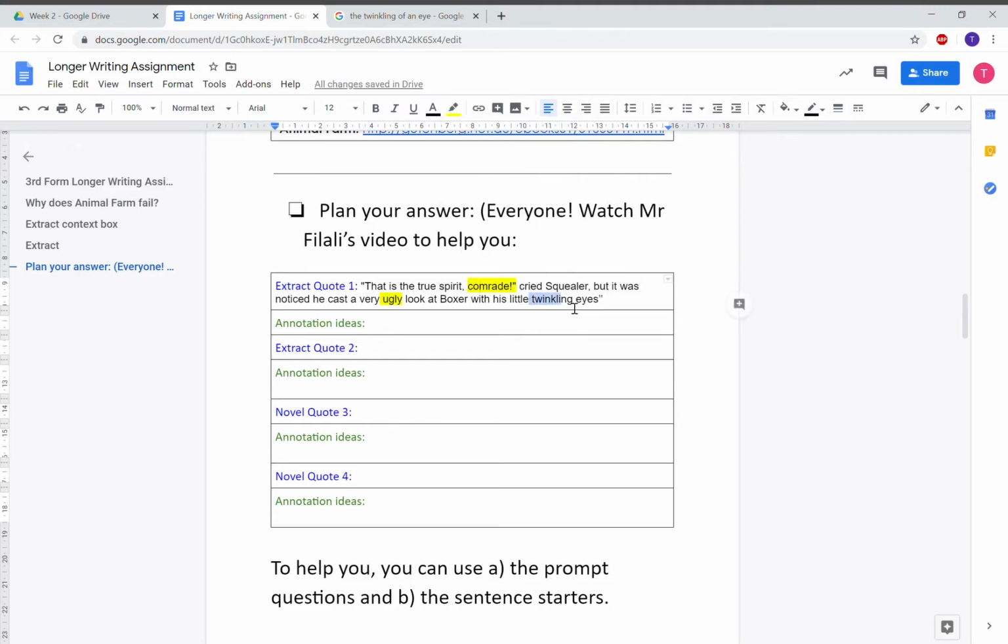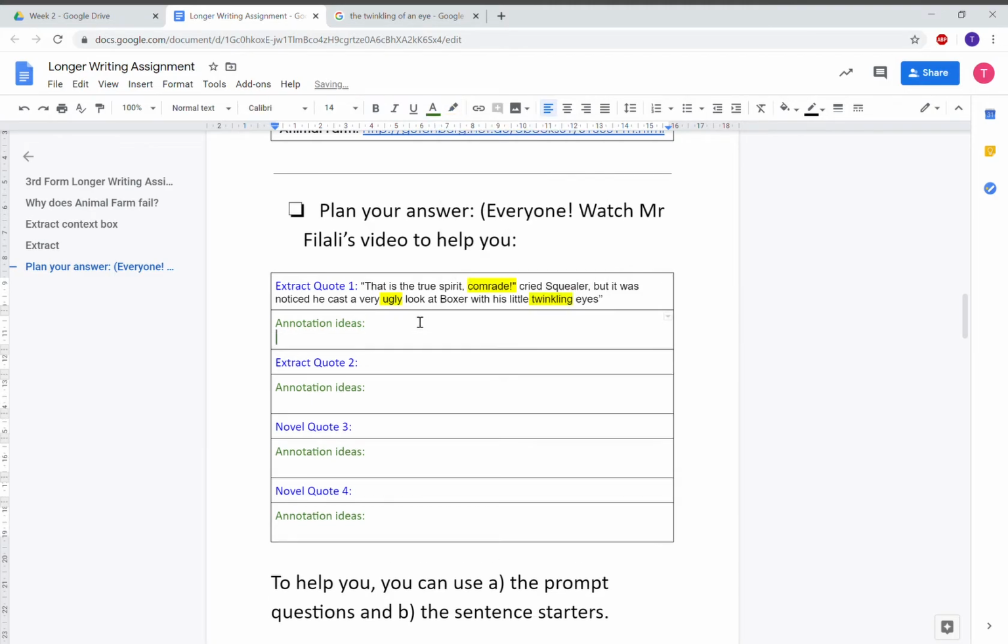And I'm also going to highlight the words "twinkling eyes", okay, his twinkling eyes. Now, I'm going to go down to the annotation ideas section. This is where it's going to be slightly different to the classroom, okay? Of course, we have to take advantage of the fact that we're on computers and make up for the fact that we don't have pens and paper.